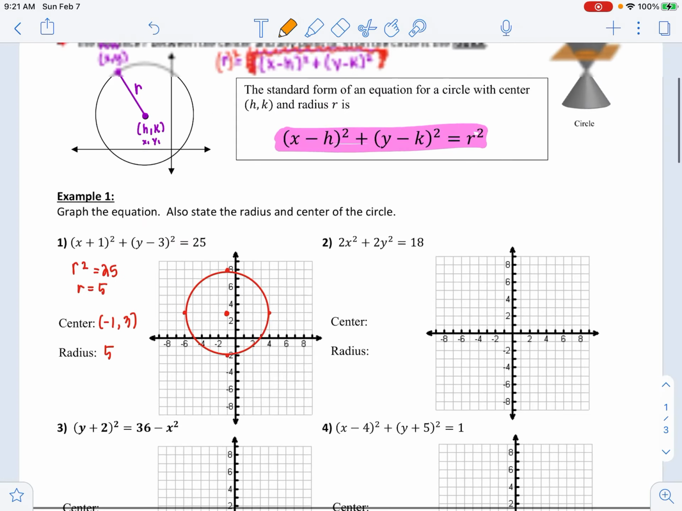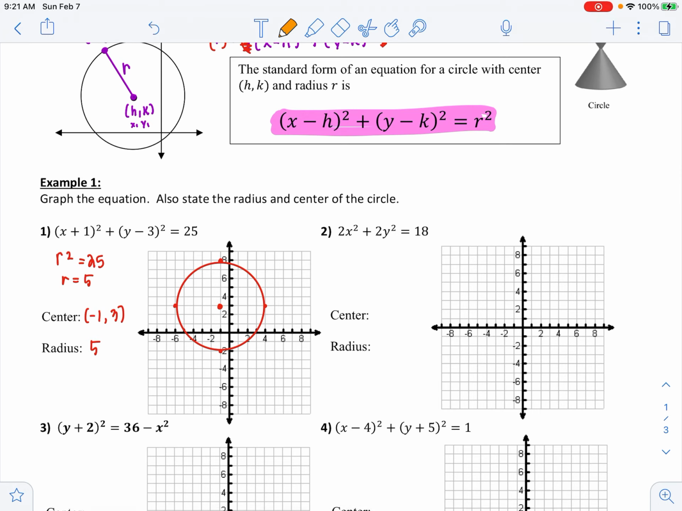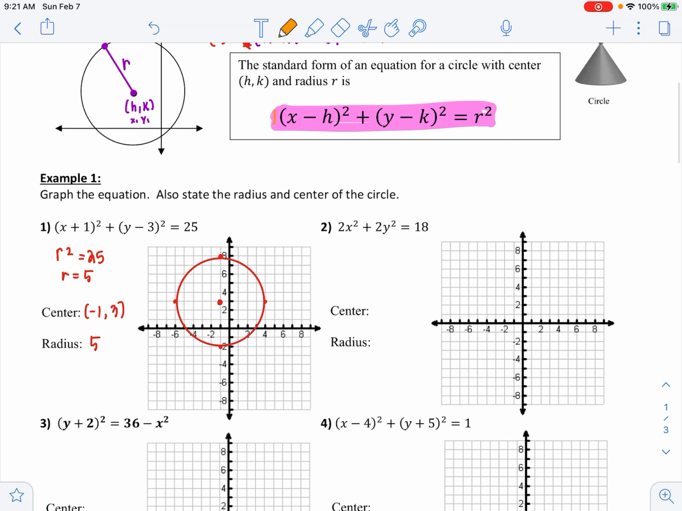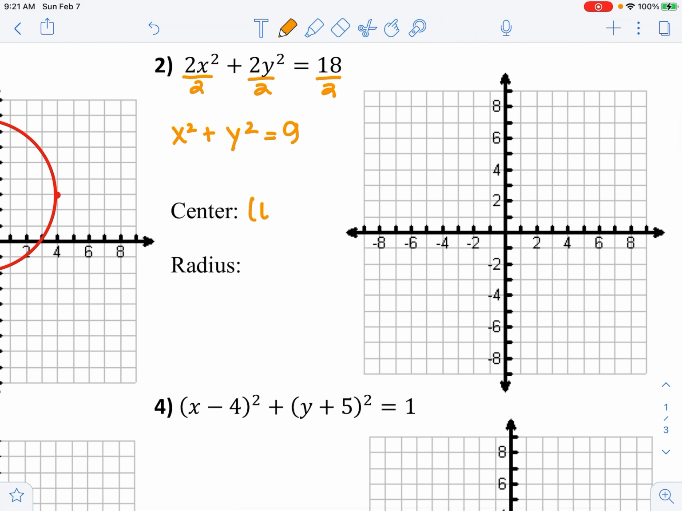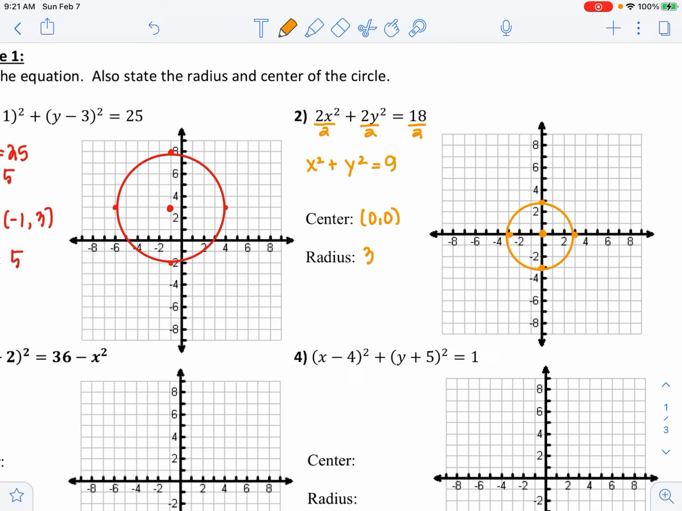This is a circle. So if you look at the equation of a circle, it has a lead coefficient of 1, right? There's a 1 here and a 1 here. It has coefficients on x and y of 1. So what I need to do is get those coefficients to be 1. To do that, I'm going to divide everything by 2, and you get x squared plus y squared equals 9. Now you can see the center is 0, 0, and your radius is 3. So 0, 0, and then right 3, left 3, down 3, up 3. And there's my circle.